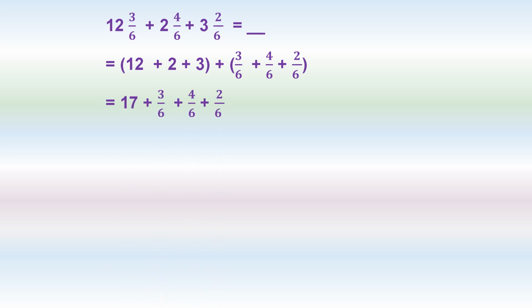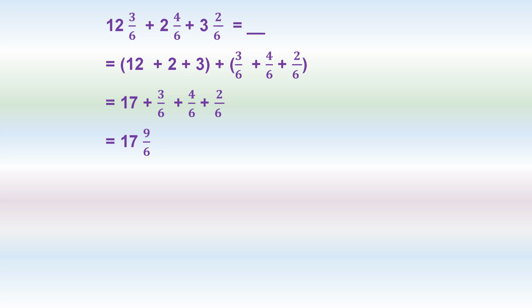So we have 12 and 3 over 6 plus 2 and 4 over 6 plus 3 and 2 over 6. So we're going to group the whole numbers together, and we're going to group the fractions together. So 12 plus 2 plus 3 gives us 17, and then we're going to add 3 plus 4 plus 2, which are the numerators, and the denominator stays the same as 6. So we're going to get 17 and 9 over 6.